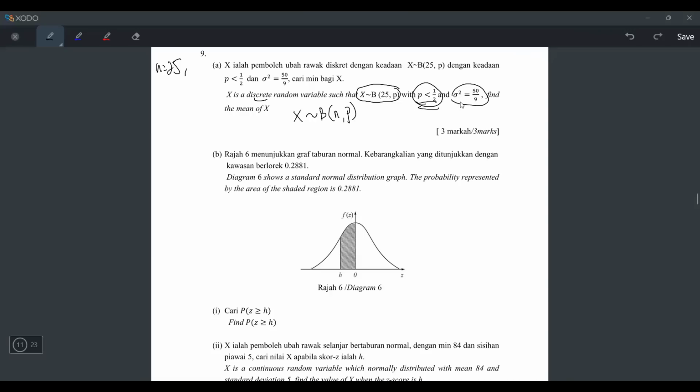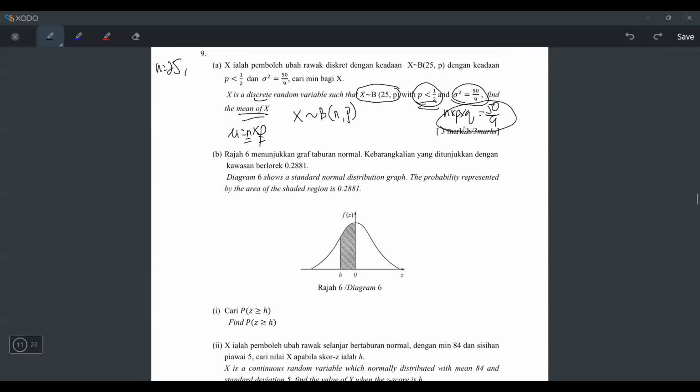And then they say variance is 50/9. This we can use as information because we all know variance formula is n times p times q, 50/9. And then they say find the mean of X, and mean formula is n times p, by the way. So how to find the mean? I need to know the value of n and p. I already know the value of n is 25, but the problem here is I don't know the value of p. If I have the value of p, then I can find the mean already. So how to find the value of p?